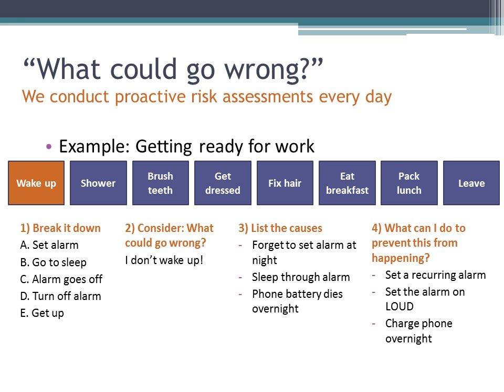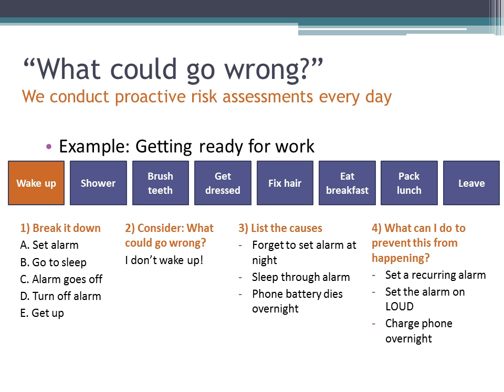First, we break that step into smaller pieces so that we better understand it. We've got steps A through E. We set an alarm, we go to sleep, the alarm goes off, we turn off the alarm, and then we get up. So let's ask, what could go wrong with this step? The obvious answer is that I don't wake up. This failure could completely derail my morning, so I'll examine the reasons why I might not wake up. I could have forgotten to set my alarm at night, I slept through the alarm, or I set my alarm on my phone and my phone battery might die overnight.